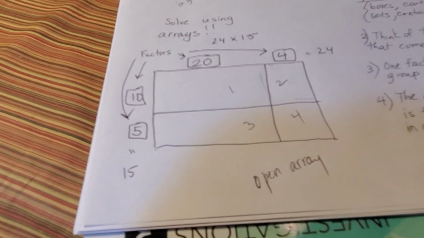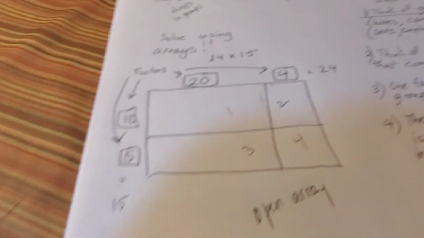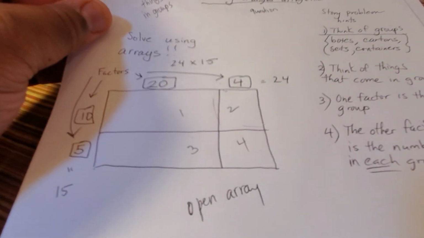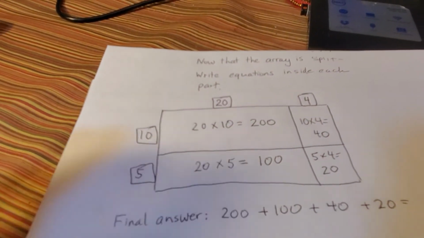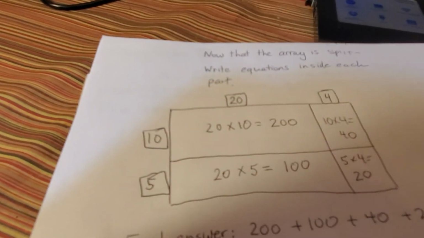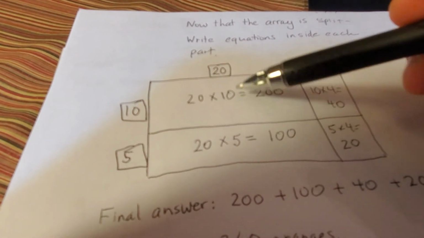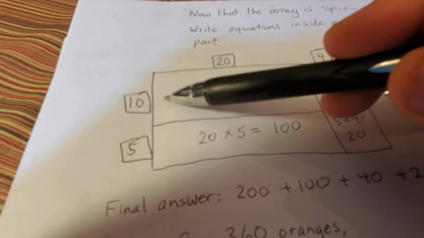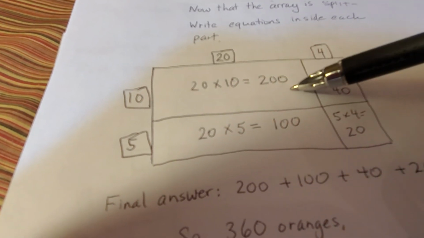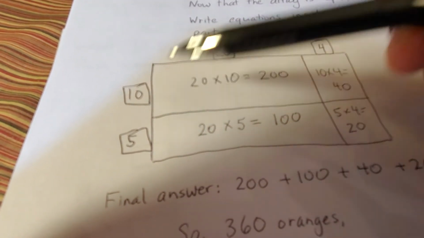Okay? So what do you do with that? Once you split, what's the next step? All right, so the next step is, now that the array is split, write equations inside each array, each part. So in this part, this array represents 20 times 10, which is 200. Well, how do I get those factors?